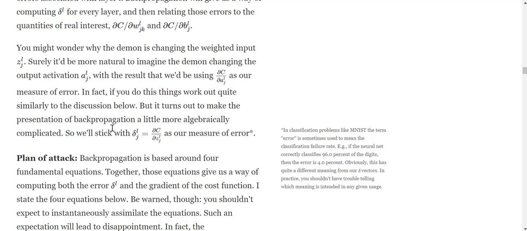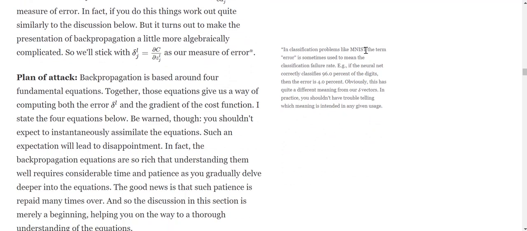You might wonder why the daemon is changing the weighted input ZJL. Surely, it would be more natural to imagine a daemon changing the output activation AJL, with the result that we'd be using the partial derivative of C with respect to AJL as a measure of error. In fact, if you do this, things work out quite similarly to the discussion below. But it turns out to make the presentation of backpropagation a little more algebraically complicated. So that would make it more complicated. So we'll stick with this measure, where you take the partial derivative with respect to the pre-activation value and not the post-activation value of the jth neuron of the Lth layer.